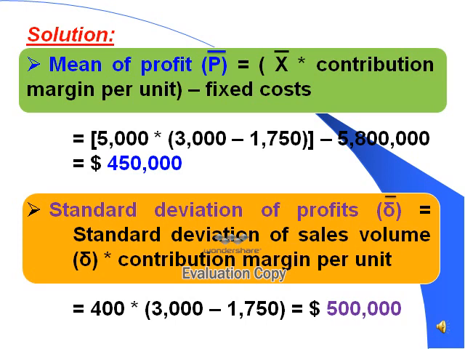Step number 2. Calculate the standard deviation of profit sigma bar. Sigma bar equal the standard deviation of sales volume sigma times contribution margin per unit. Sigma in this example equal 400 times contribution margin per unit selling price 3,000 minus variable cost per unit 1,750 equal 500,000. So sigma bar equal 500,000.